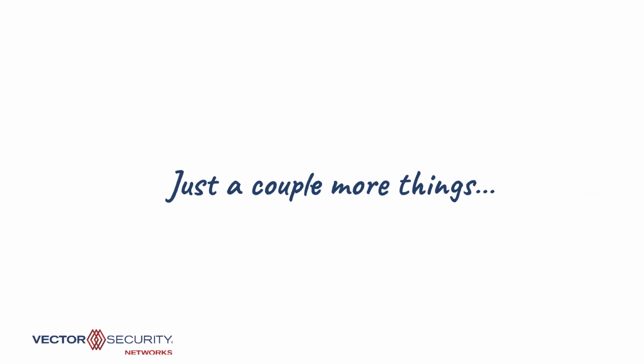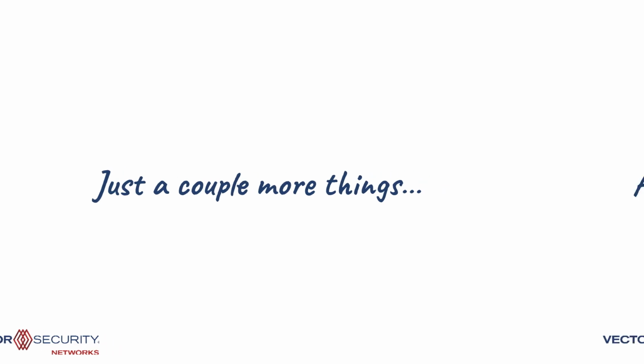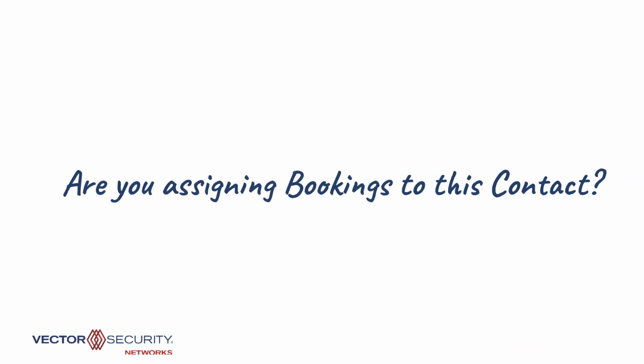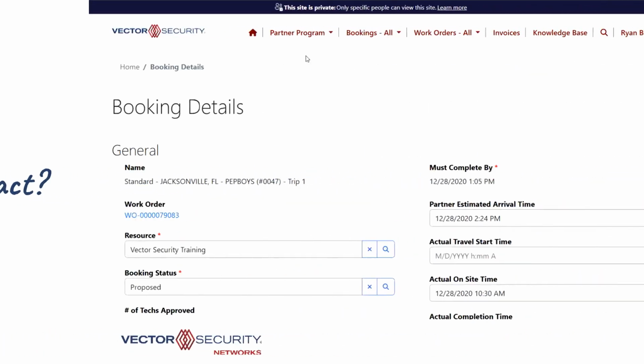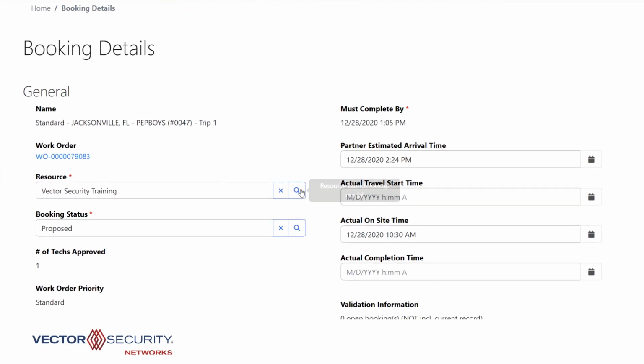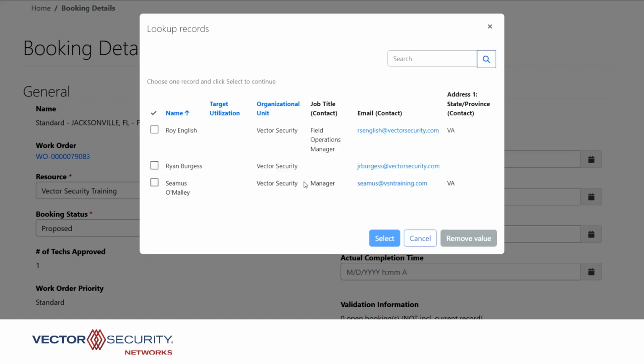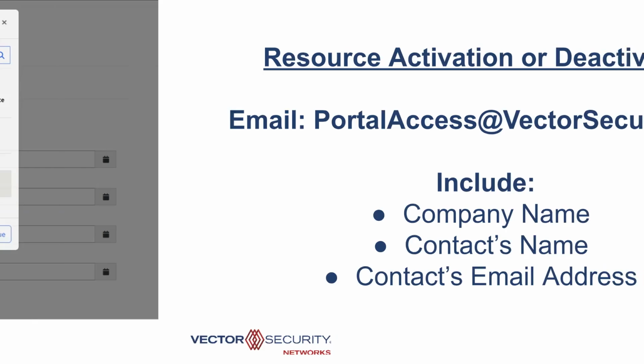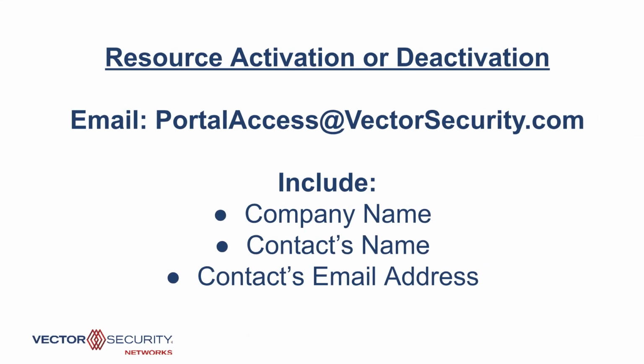Those are all of the steps in Portal, but there are a couple of things that we need to do on our end of the system to ensure they are completely ready to go. First, if the new user is someone you will assign bookings to, you'll need to let our team know that you've added them so we can activate their resource on our end. This will make sure they show up in the list when you go to assign a booking. You'll just need to email portalaccess@vectorsecurity.com with their name and email address. The same goes for deactivating a user. Just send us an email letting us know they're no longer with your organization, and we'll remove them from your list.